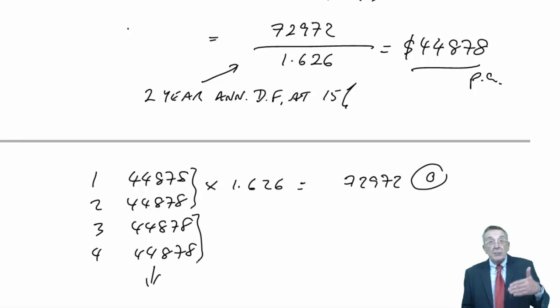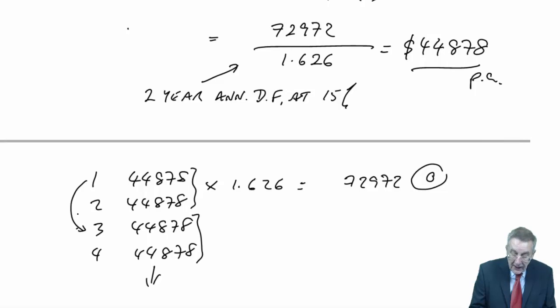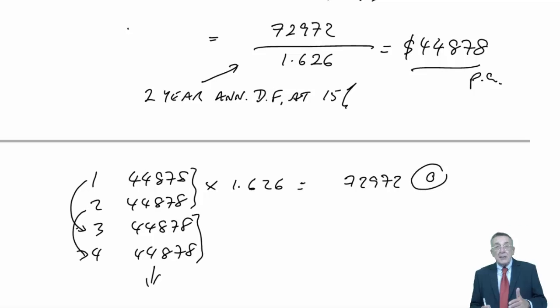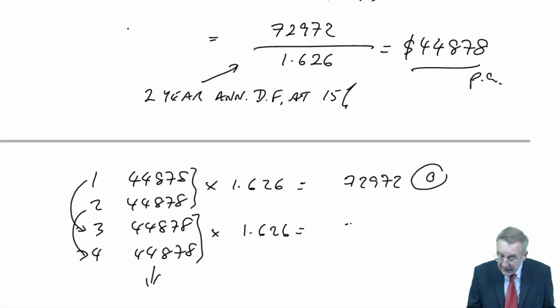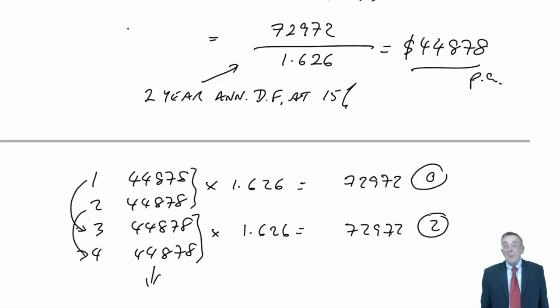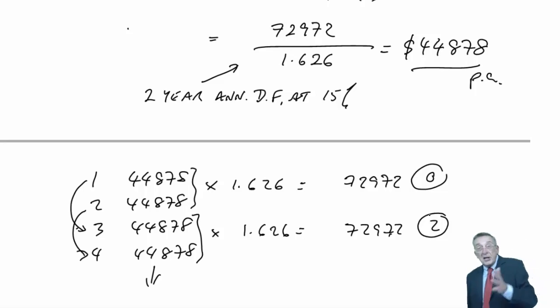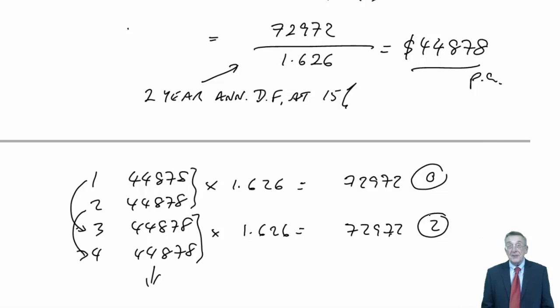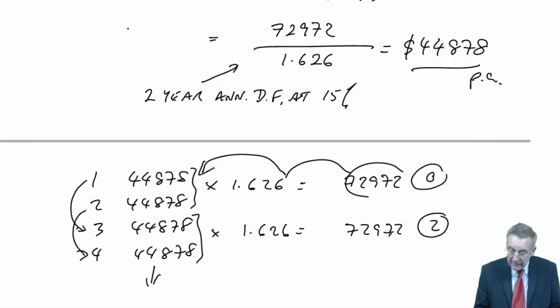You've then got the same flows again, 44,878, but instead of in 1 year, it's in 3 years. Instead of in 2 years, it's in 4 years. So exactly the same flows 2 years later. And if you multiplied again by the annuity factor, you'd get the same figure, but 2 years later. And so on and so on. So 44,000 every year is equivalent to 72,972 every 2 years. And all I did was work backwards.